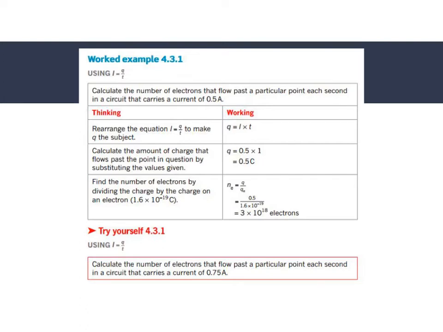So here's one to try for yourself. Calculate the number of electrons that flow past a particular point each second in a circuit that carries a current of 0.5 amps. Pause the video, come back and see if you are correct.